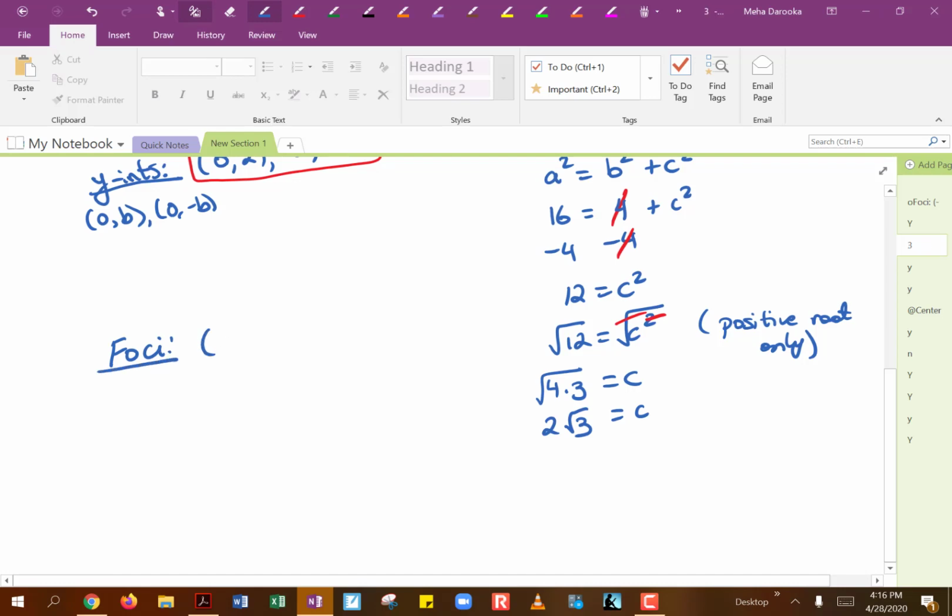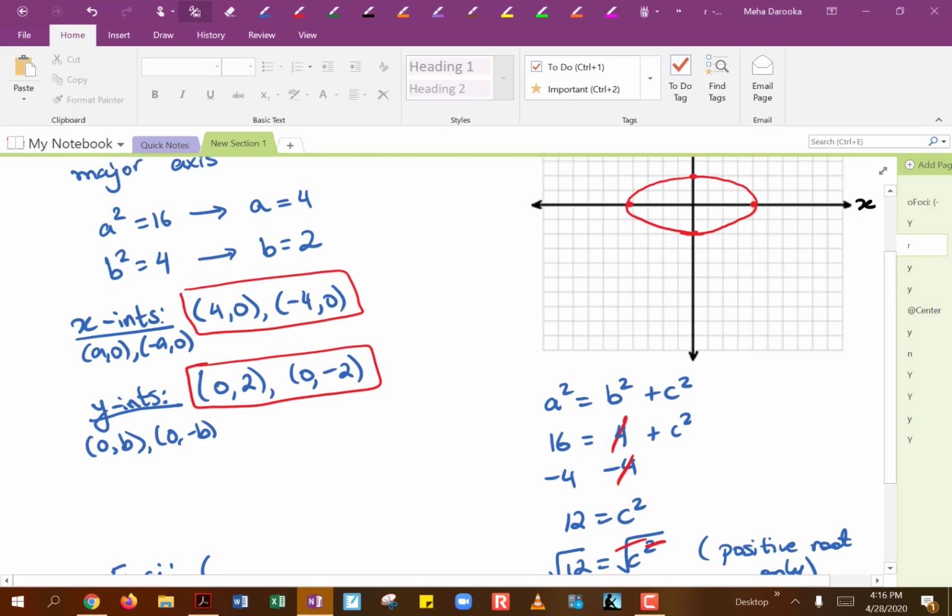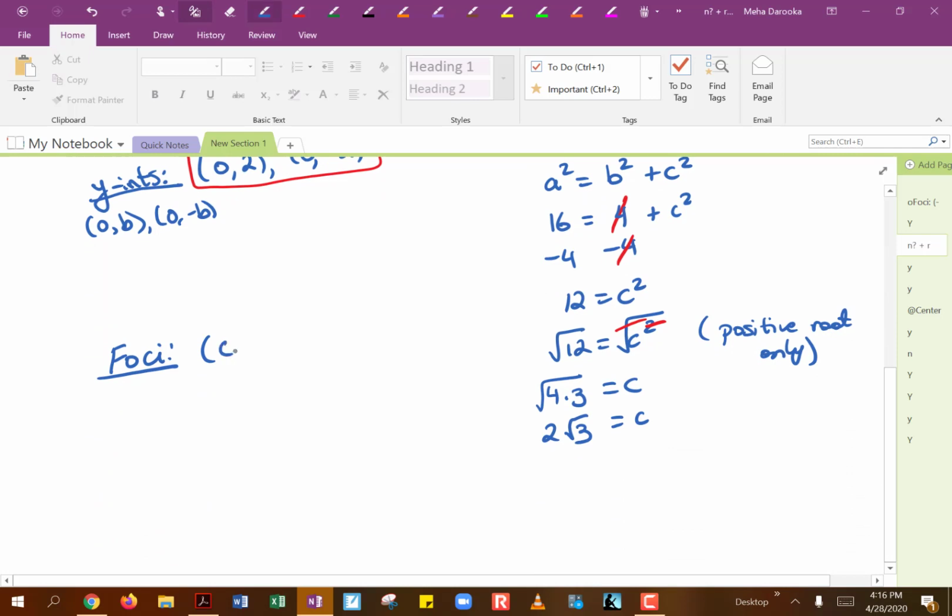we are looking at, and of course this is a horizontal major axis, which means the foci are going to be on the x-axis, so they will be the ordered pairs c, 0 and negative c, 0, so that will be 2 square root of 3, 0, and negative 2 square root of 3, comma 0.